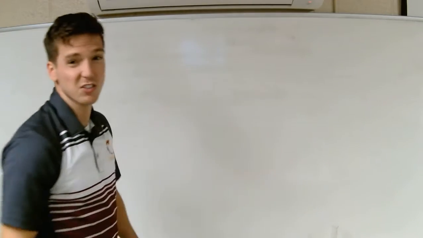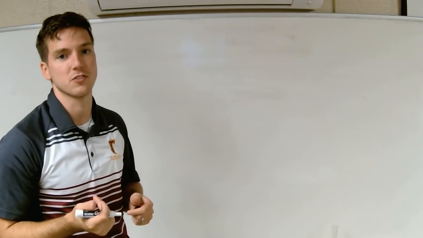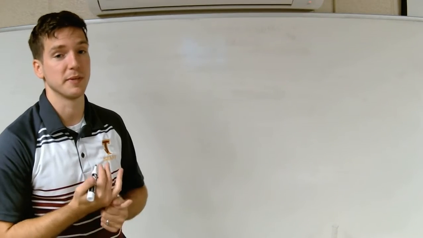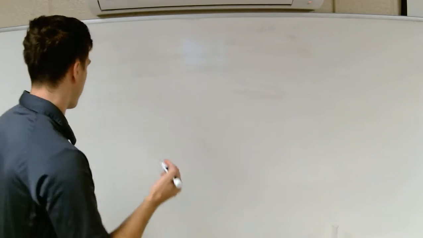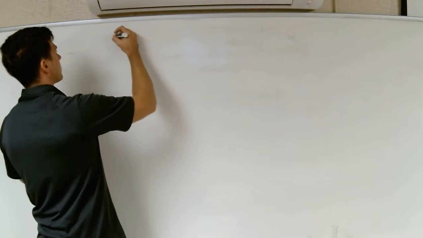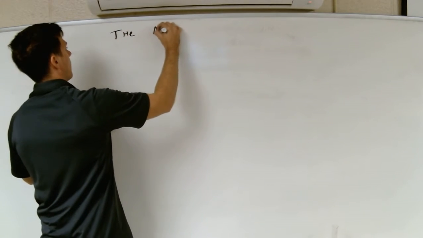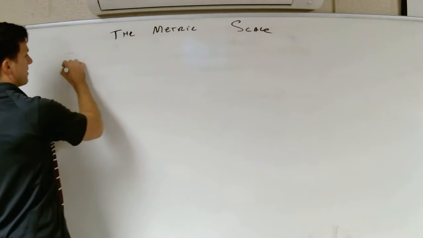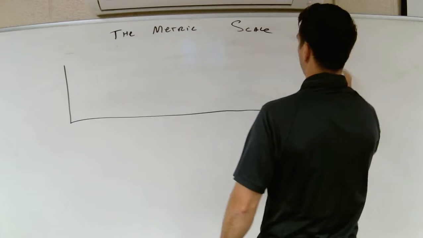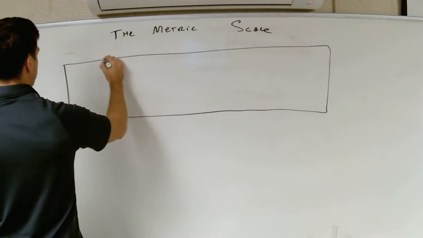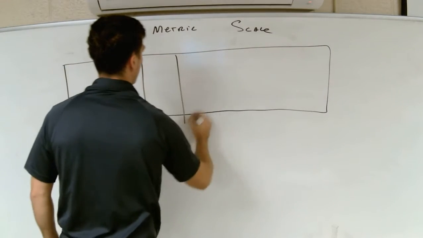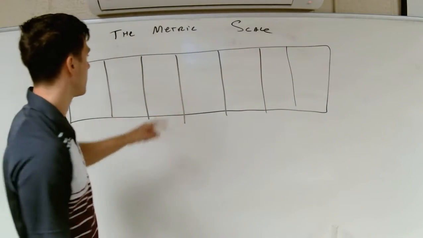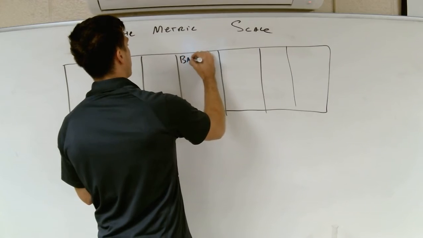The metric scale is just how we transfer between metric units. So it's going from meters to kilometers, or kilometers to millimeters, or grams to kilograms. Our metric scale is divided up into 7 boxes, and right in the middle is our base.